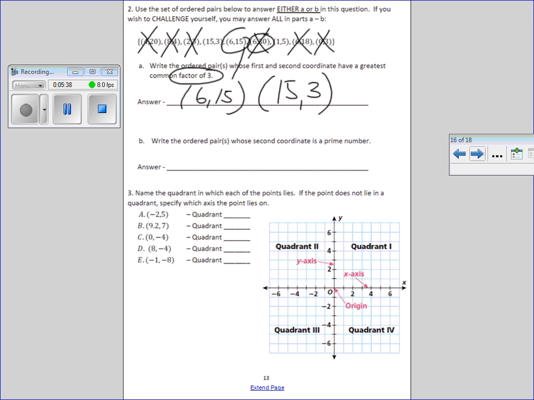Okay, ready? So we can see these numbers again, because we need to see them. This one actually I think is a little bit easier. What are the ordered pairs whose second coordinate is a prime number? Have to get all of them to get the ticket. All right, Jordan Yang, go.